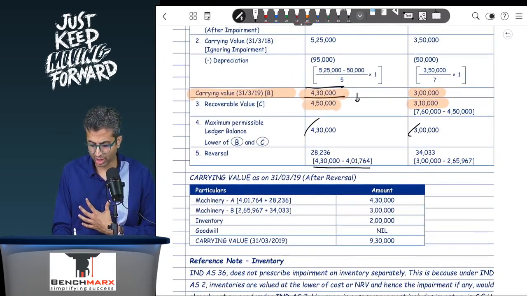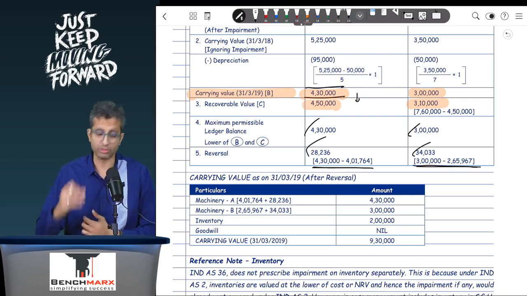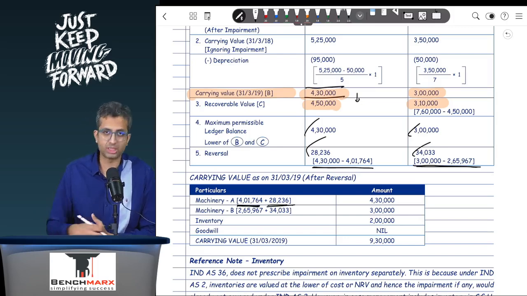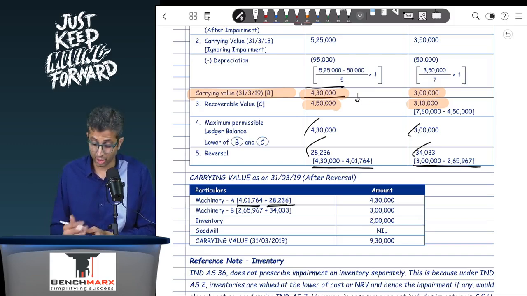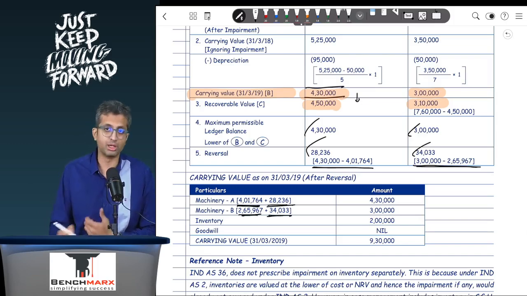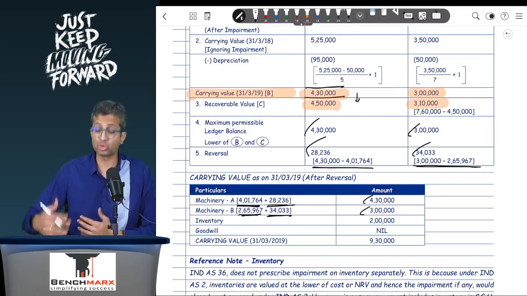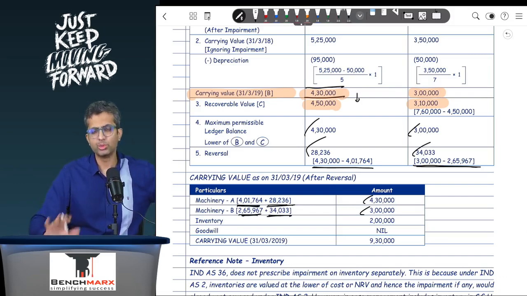Well, yes, 4,30,000 minus 4,01,000 will be your reversal. 3 lakhs minus 2,65,000, that is 34,000 will be your reversal, and reversal you will add. So basically you will start at 4,01,000 and you will say, well, you can reverse 28,000, that is machinery account debit to PNL for reversal of impairment loss. Again, machinery B account debit to PNL 34,000, and hence you will come up to 4,30,000 and 3 lakhs. You can't go beyond that because that will be an indirect revaluation. Inventory continues to be at 2 lakhs and there will be goodwill.